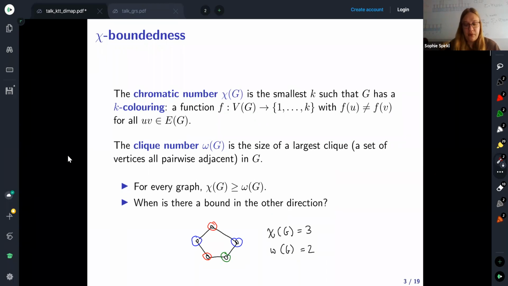And here for chi-boundedness, we're really asking about coloring. So as you probably all know, the chromatic number of a graph is the smallest k such that we can assign to each vertex a color between 1 and k with the property that adjacent vertices get different colors. And the clique number of a graph is the size of a largest clique, where a clique is a set of vertices that are all pairwise adjacent. And the whole point of chi-boundedness is that for every graph, its chromatic number is at least its clique number, because if you have a clique, all the vertices get different colors. And chi-boundedness asks, when is there any kind of bound in the other direction?